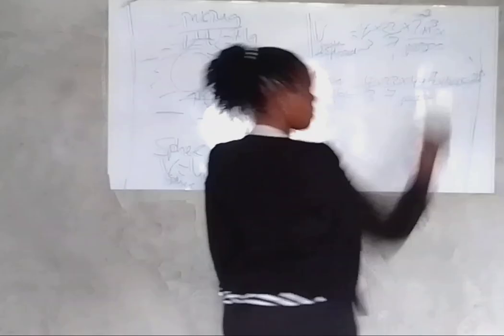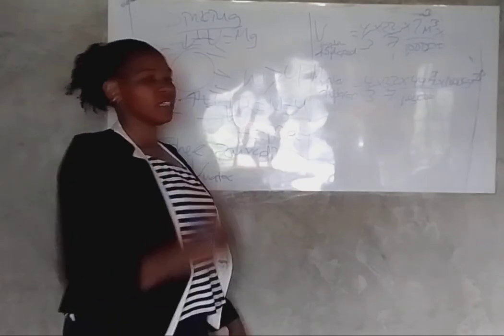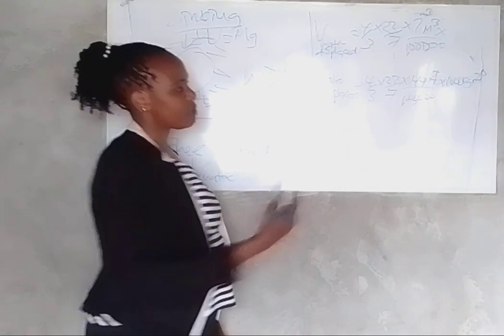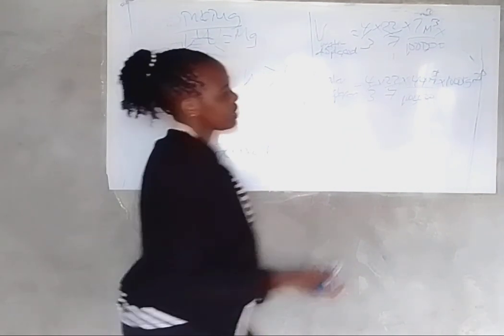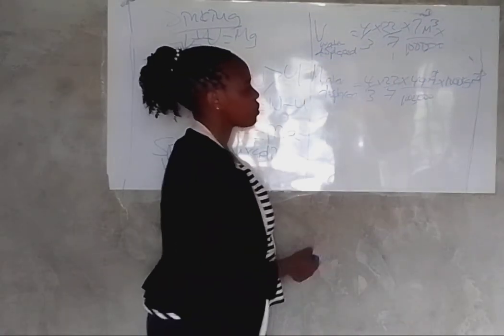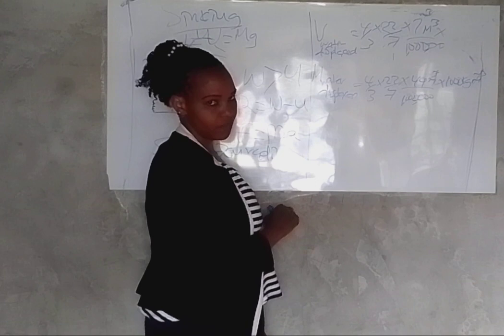So that cancels. 3 minus 3, that is 0. Every number raised to power 0 is 1. Okay? So that one is extinct. So whatever we get is the mass of displaced water, which is in kilograms.